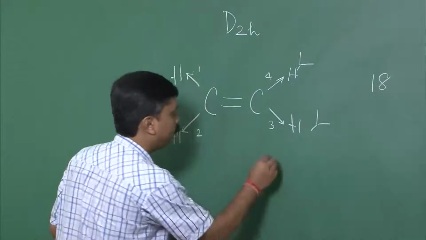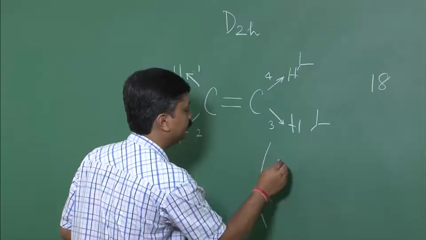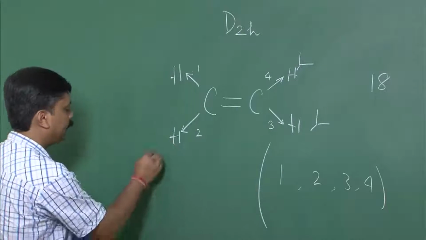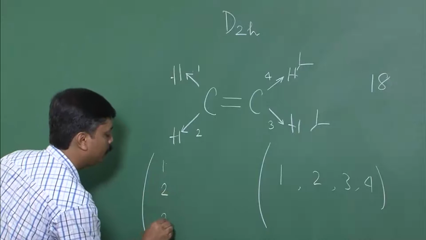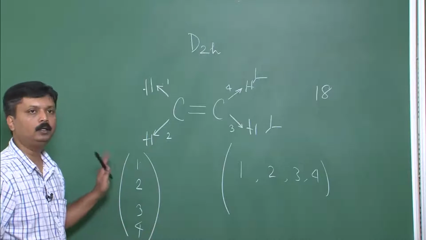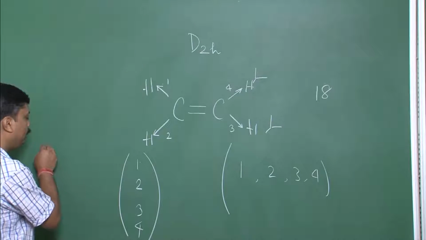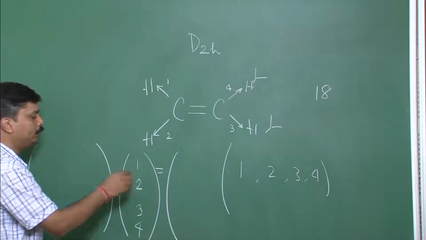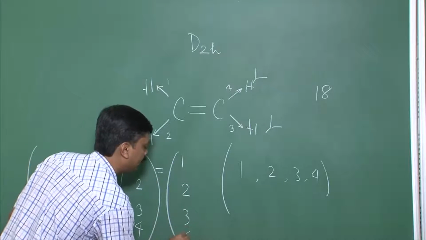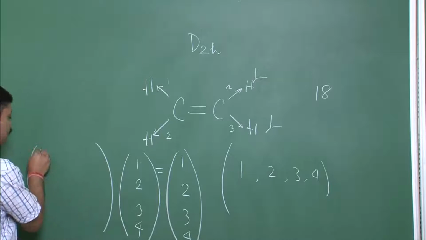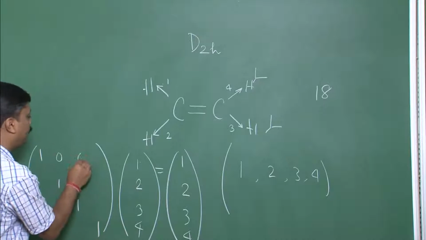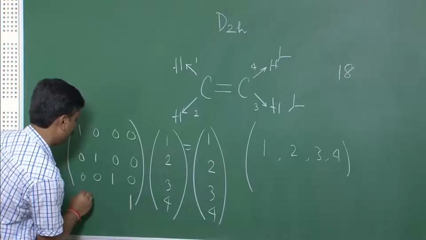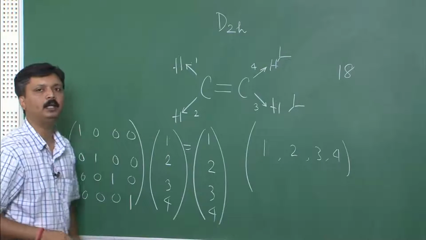So in this particular case, my bond basis set is 1, 2, 3 and 4, and I can represent that in terms of a column vector like 1, 2, 3 and 4. Suppose I operate the identity operation on this. The identity operation will have its matrix. Upon this identity operation, I will get my original column vector back, 1, 2, 3, 4. How can that be possible? If I have an identity matrix where all the diagonal elements are 1, while the off-diagonal elements are all 0.